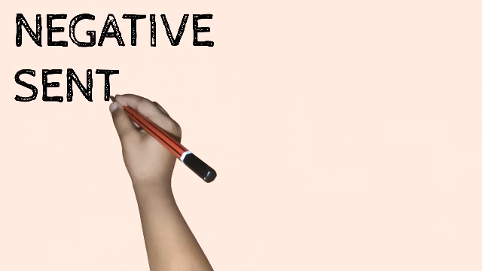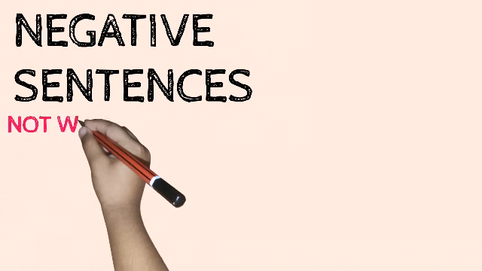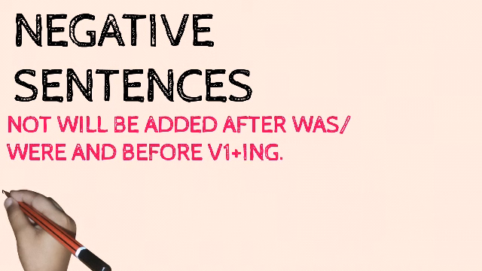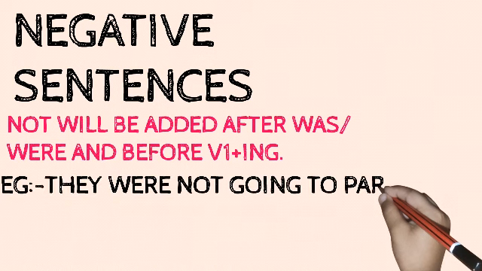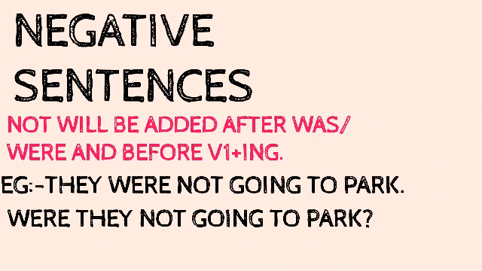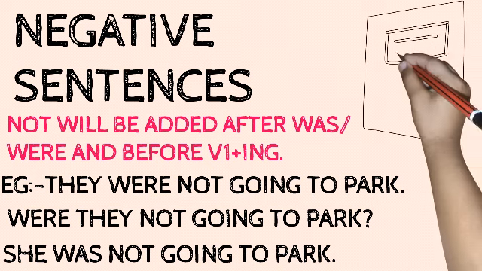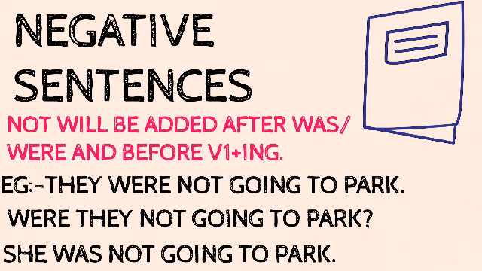Now we will look at the negative formation. Again, not will be added and no further change can be seen. That is subject plus was or were plus not plus V1 plus ing. In between was or were and V1 plus ing, not will be added. Example, they were not going to the park. Between were and V1 plus ing I have used not, and it has indicated the negative formation. Were they not going to the park? Question mark. She was not going to the park. Full stop. I showed you examples of singular and plural in both. Now, I hope you can make many examples yourself.